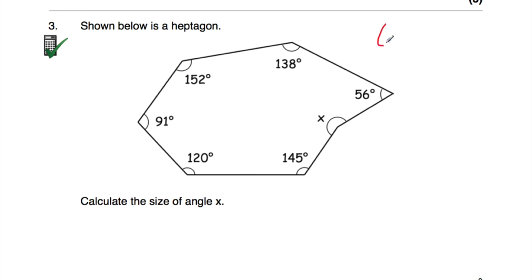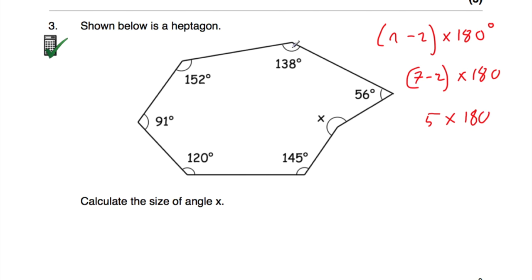Alternatively, we could use the formula. The formula to work out the sum of the interior angles is n minus 2, multiplied by 180 degrees. So if we take the number of sides, which in this case is 7, and we do 7 take away 2, that is going to be 5. So if we do 5 multiplied by 180, that'll be what the angles inside of the shape will add up to. So 5 multiplied by 180, and it's a calculator question, is 900 degrees. So that means the angles inside of a heptagon will add together to be 900 degrees.